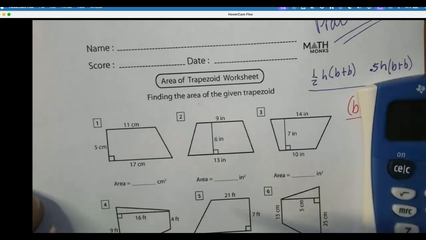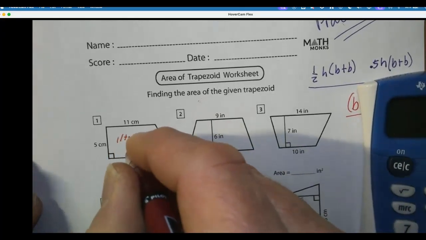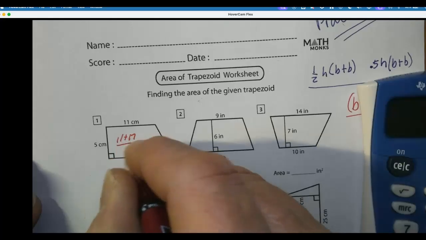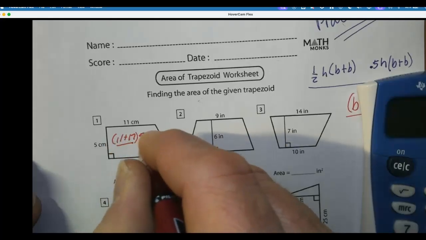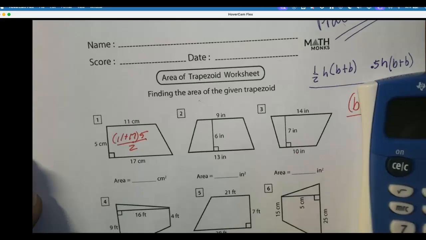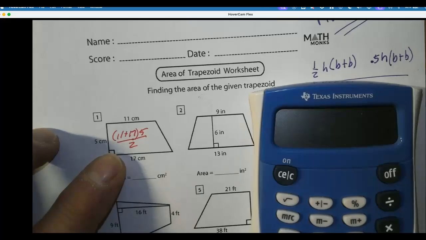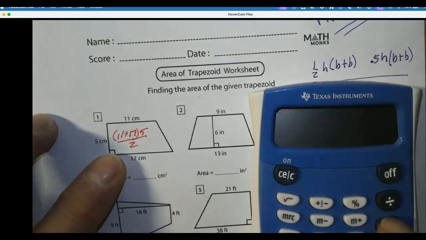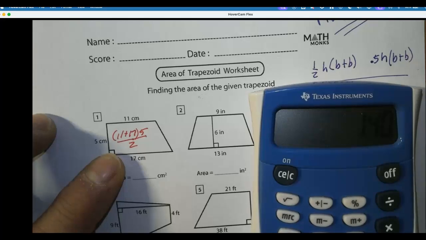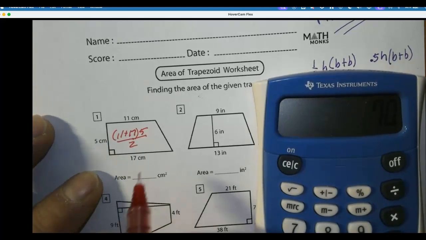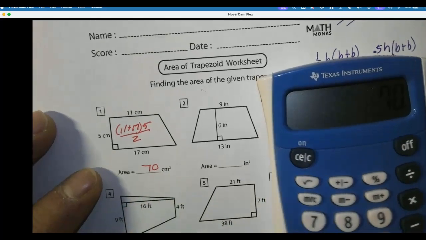I'm going to add this up here. Let me just write it down: 11 plus 17. I'll multiply that by 5, and then I'm going to divide it by 2. There's my work step there. So 11 plus 17 equals 28. I'll multiply that times 5. I got 140, and I'll divide it by 2. And this is 70 centimeters squared.